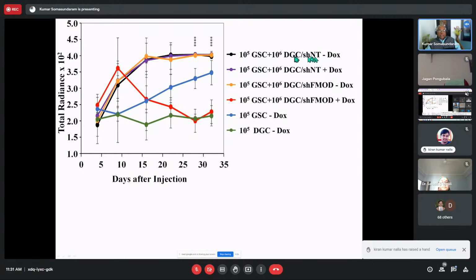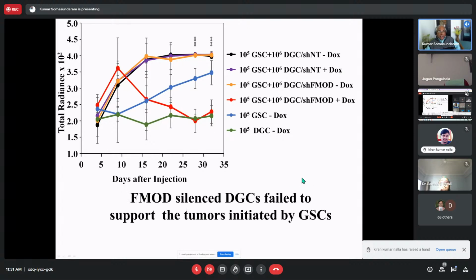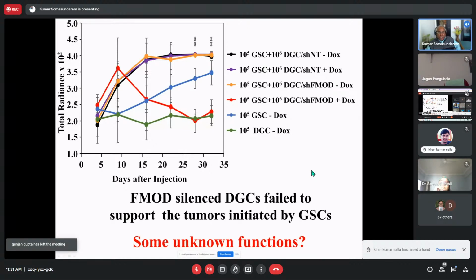But when you co-inject shNT minus or plus dox, the black and the purple, you can see that it takes off very nicely and forms a big tumor. shFMOD in the absence of doxycycline behaves similarly to these two groups, that is the orange color, whereas the red color, after doxycycline addition, although there is initial cooperation, then comes down similar to the DGCs. So FMOD-silenced DGCs fail to support the tumors initiated by GSCs. That means there should be some unknown function. FMOD secreted by DGCs is very important to support the growth of tumors initiated by GSCs. Of course, the function we know so far is only that it induces migration and doesn't affect proliferation. There has to be some unknown function, right?